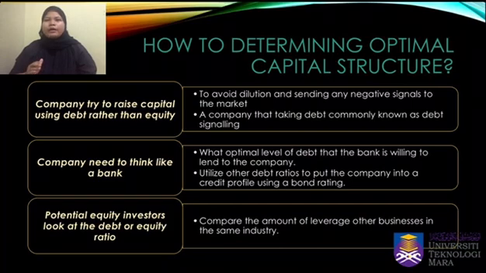And lastly, to know how risky a company is, the potential equity investors need to look at the debt or equity ratio of the company. So they also need to compare the amount of leverage of other businesses in the same industry. They will depend on the assumption that these companies are operating with an optimal capital structure to see if the company is employing an unusual amount of debt within its capital structure.